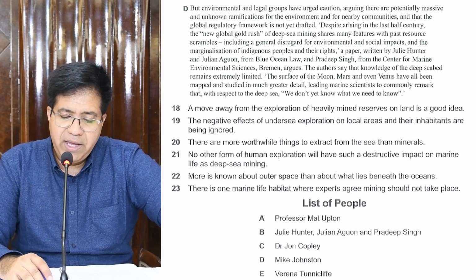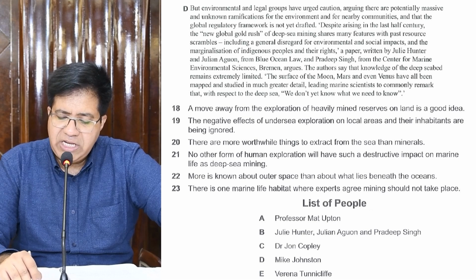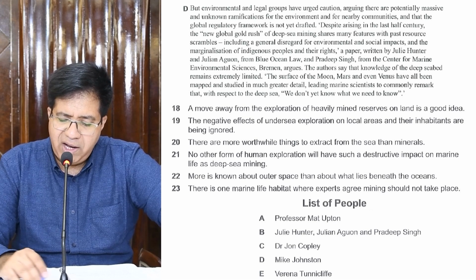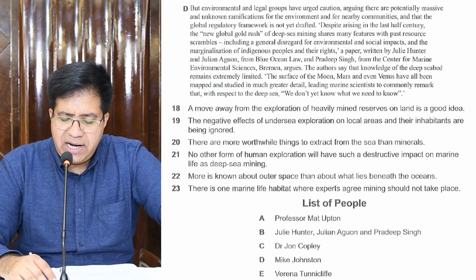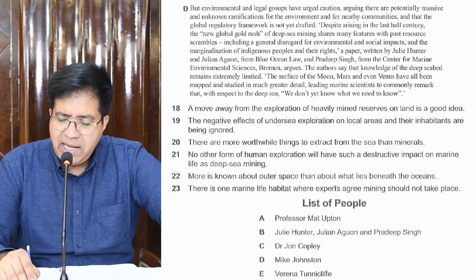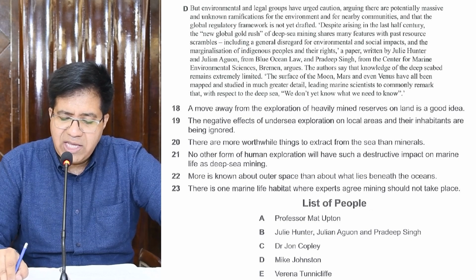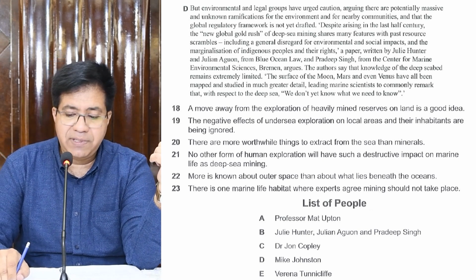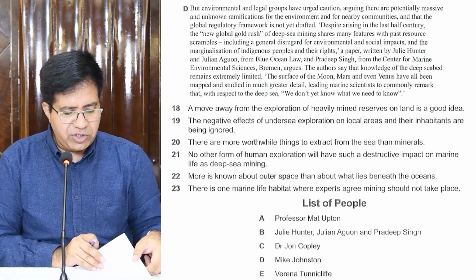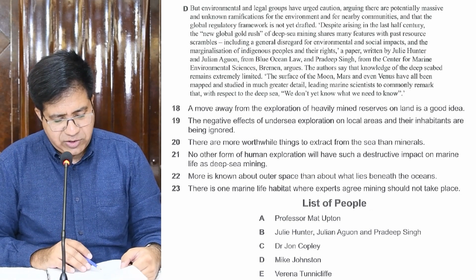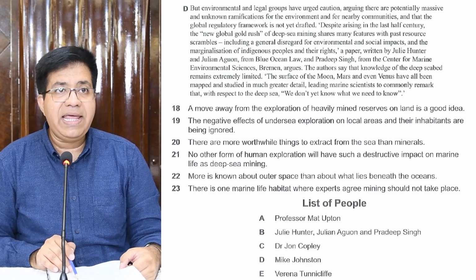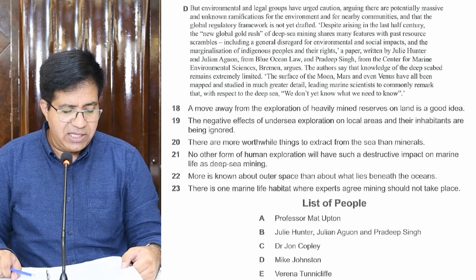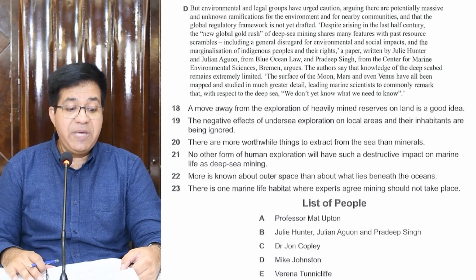Found it? Let's read from here. The new global gold rush of deep sea mining shares many features with past resource scrambles, including a general disregard for environmental and social impacts and the marginalization of indigenous peoples and their rights. A paper written by Julie Hunter and all that. So indigenous people and their rights. So which option is that? It's actually that. Negative effects of undersea exploration on local areas and their inhabitants. So question number 19, answer is B.